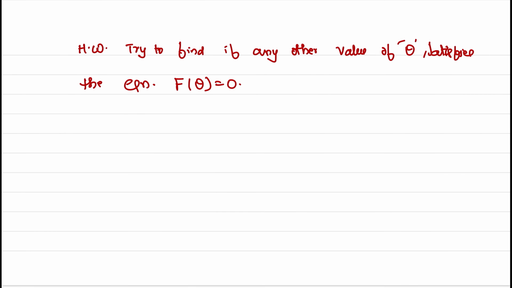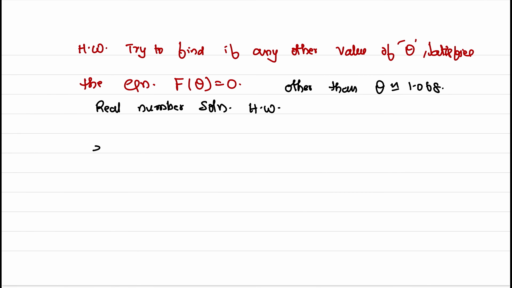I want to give you homework. One is to try to find any other value of theta, and x and y, for the given equation other than what we have found here, other than theta approximately 1.068, and also try to find, if not the complex value, the real number solution if it exists. This is your homework.